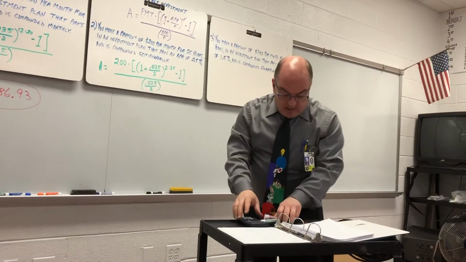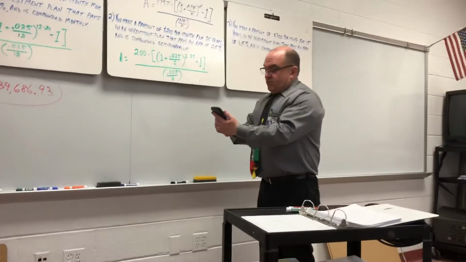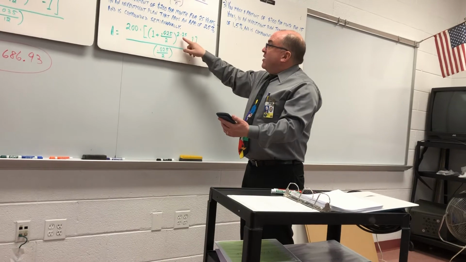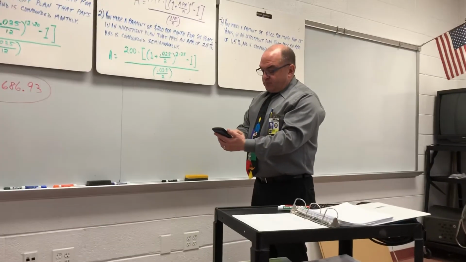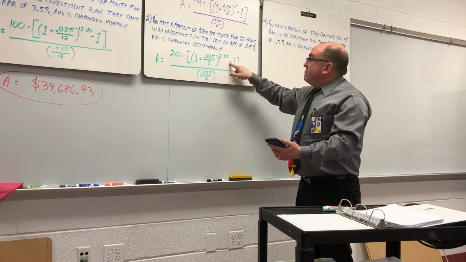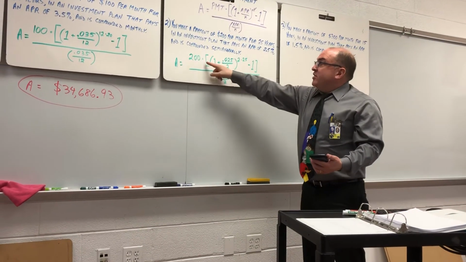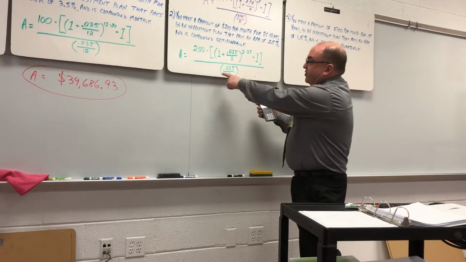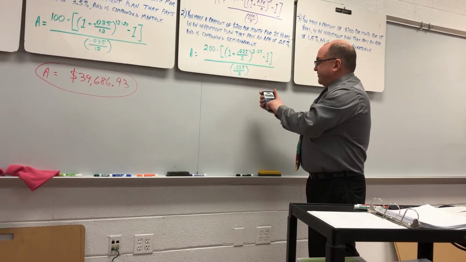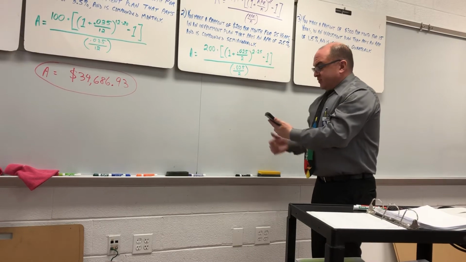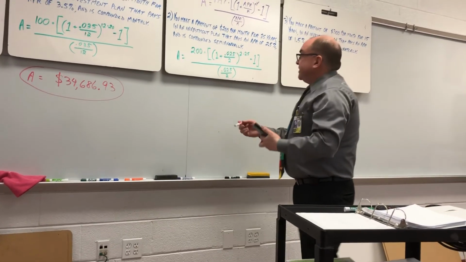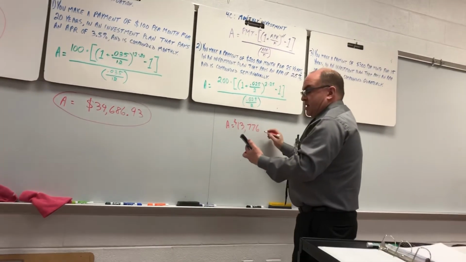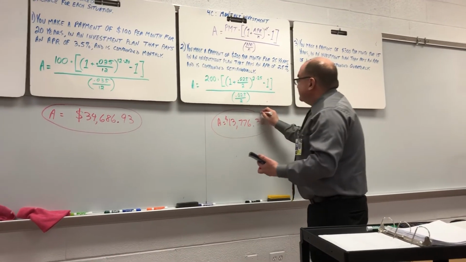Okay? Again, on my calculator, I'm going to start right here and do 0.025 divided by 2, hit equals. Now I'm going to do plus 1, equals. Now I'm going to do to the 50th power, because 2 times 25 is 50, equals. Okay? Now I'm going to do minus 1. Minus 1 equals. Okay? Now I'm going to do times 200. Times 200 equals. Now I'm going to divide by, and I'm going to hit my parentheses, 0.025 divided by 2, close parentheses, equals. Gives me 13,776.36. Okay? That's how it works.